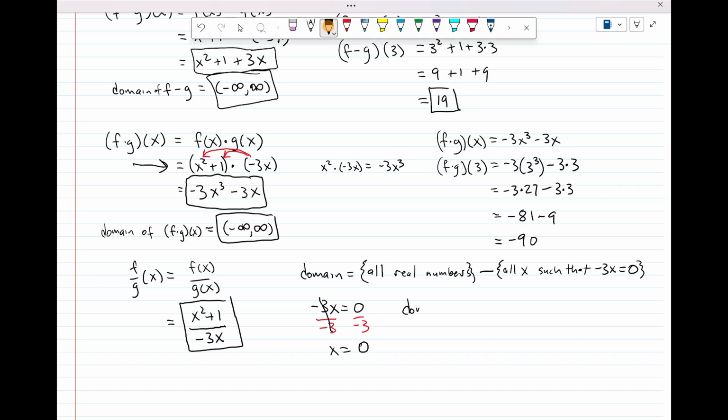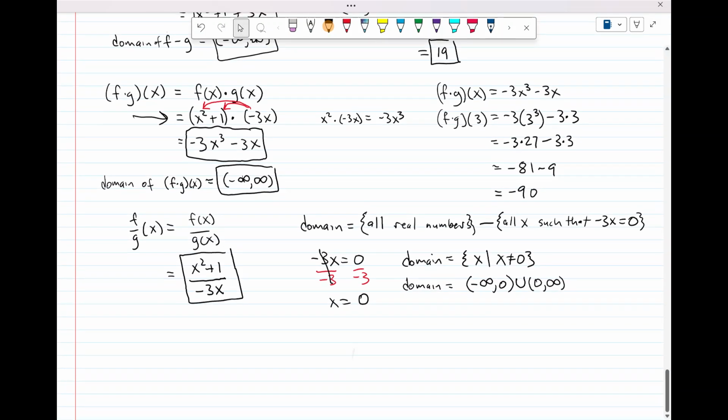So my domain, I'm going to express it actually a couple ways. In set notation, it would be all x such that x is not equal to 0. It can be any other number, but it can't be 0. Or in interval notation, this would be all the numbers that are less than 0, which we express like this, together with, that's the union sign, all the numbers that are greater than 0, which in interval notation we express like this.